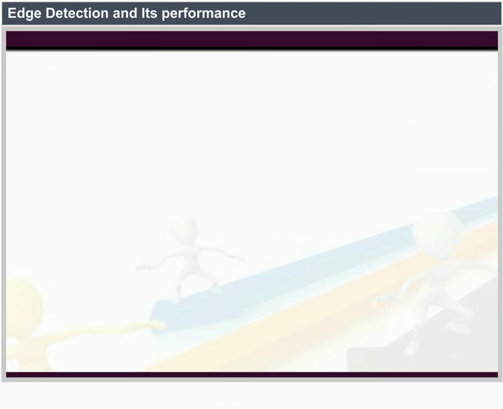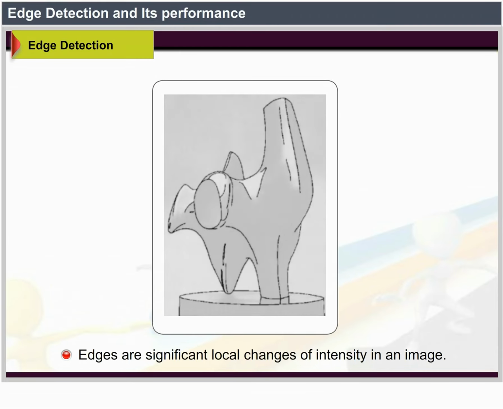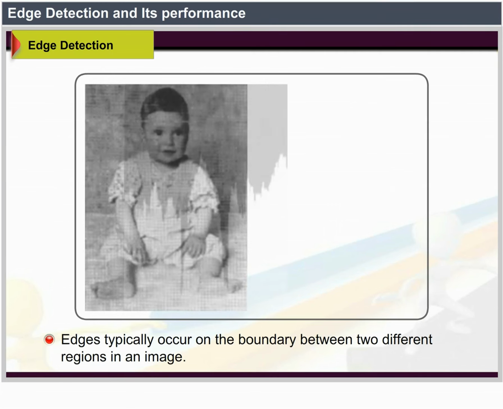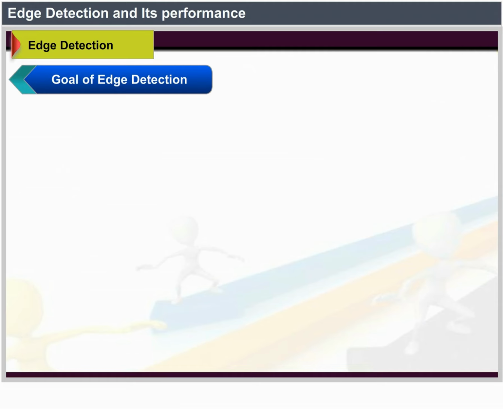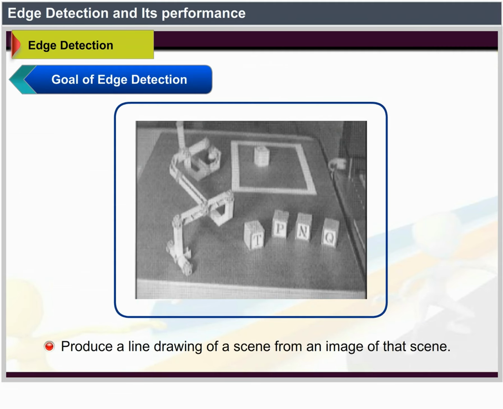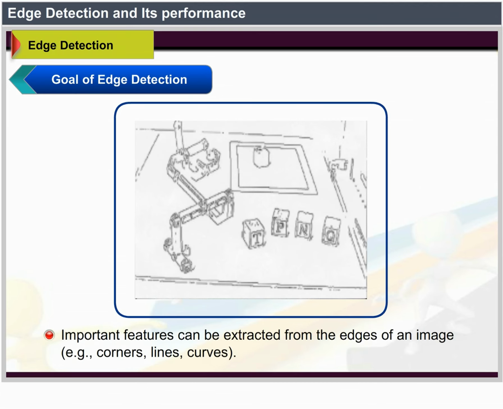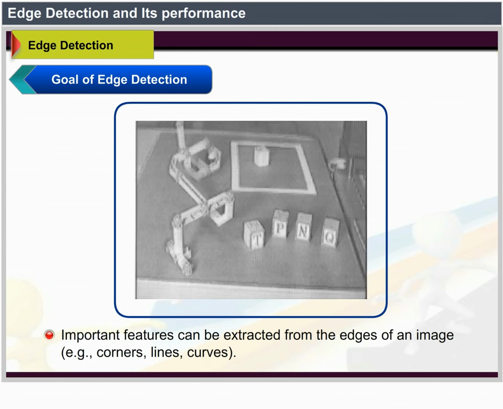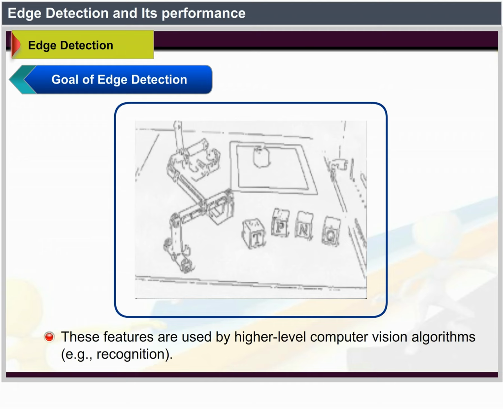Edge detection and its performance. Edge detection. Edges are significant local changes of intensity in an image. Edges typically occur on the boundary between 2 different regions in an image. Goal of edge detection: produce a line drawing of a scene from an image of that scene. Important features can be extracted from the edges of an image, for example, corners, lines, curves. These features are used by higher-level computer vision algorithms, for example, recognition. What causes intensity changes?